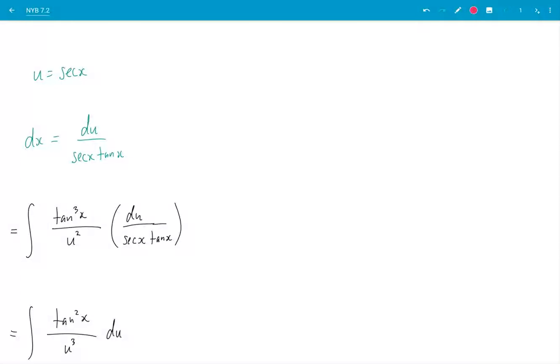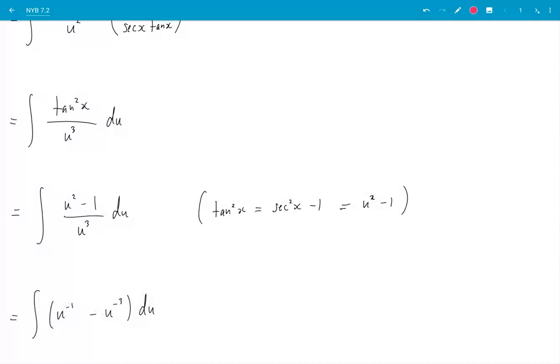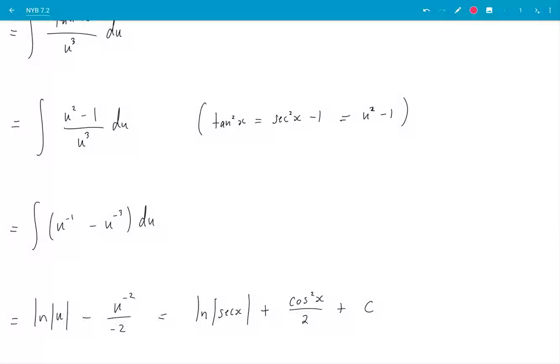So pause and copy. So as I said, tan squared, which using a trig identity can be turned into u squared minus 1. And here we are, a nice, simple, rational integral. I break it up into two pieces and sort things out. Pause and copy.